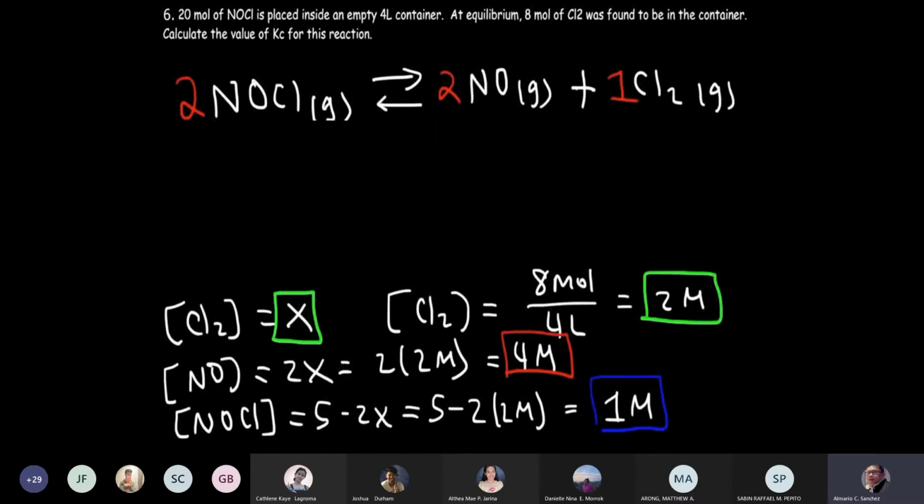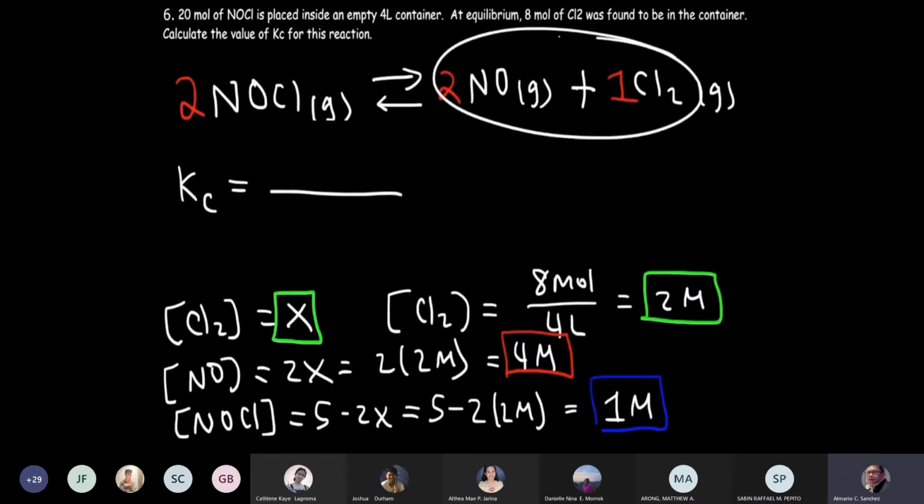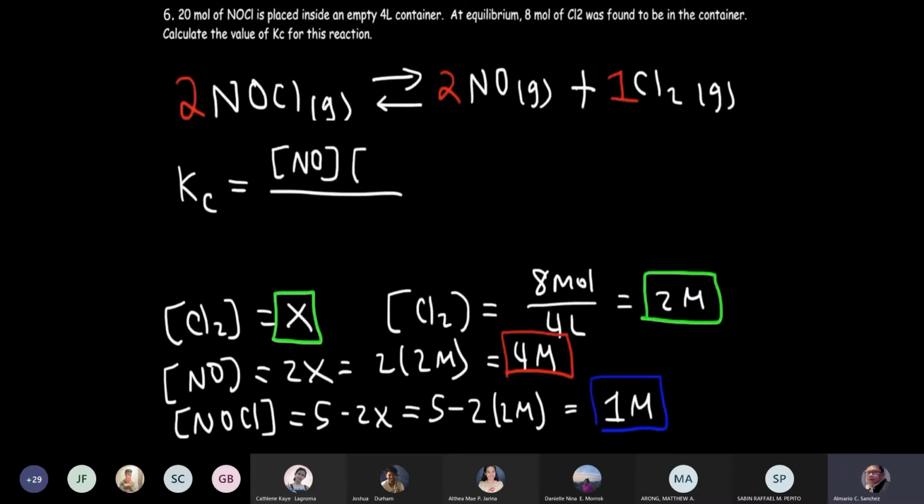So now that we have the equilibrium concentrations for every reactant and product in this example, we can now write the expression for Kc. So products over reactants. On the product side we have NO and Cl2, and for the reactant side we only have NOCl. The coefficient for NO is 2, the coefficient for Cl2 is 1, and for NOCl that's 2.